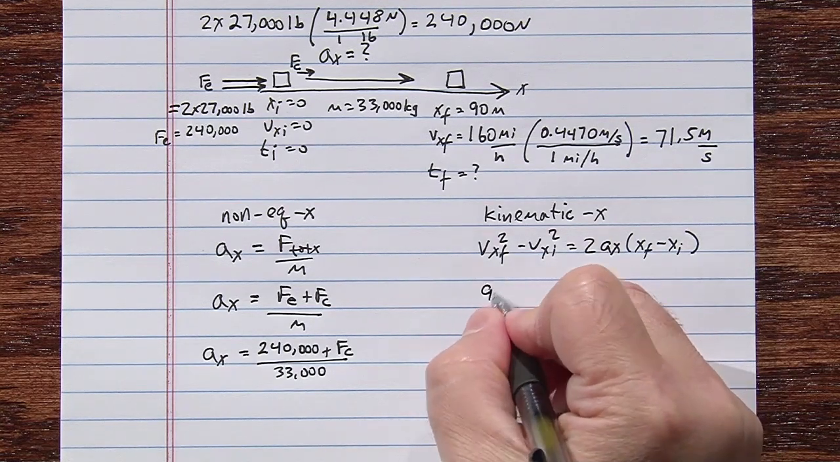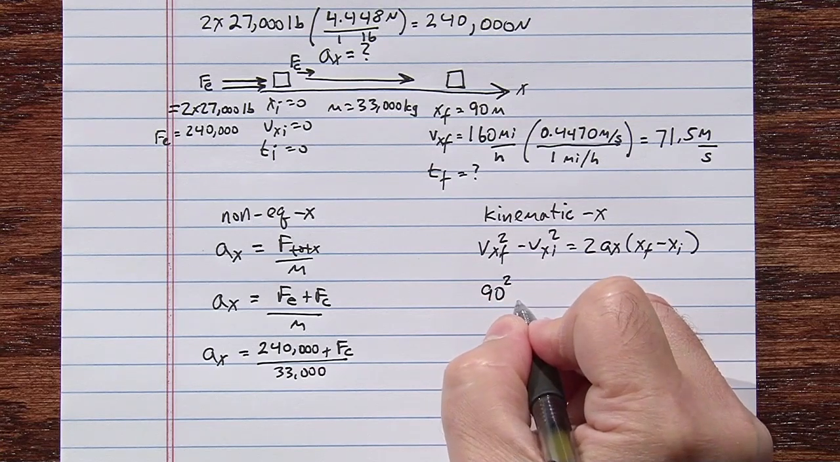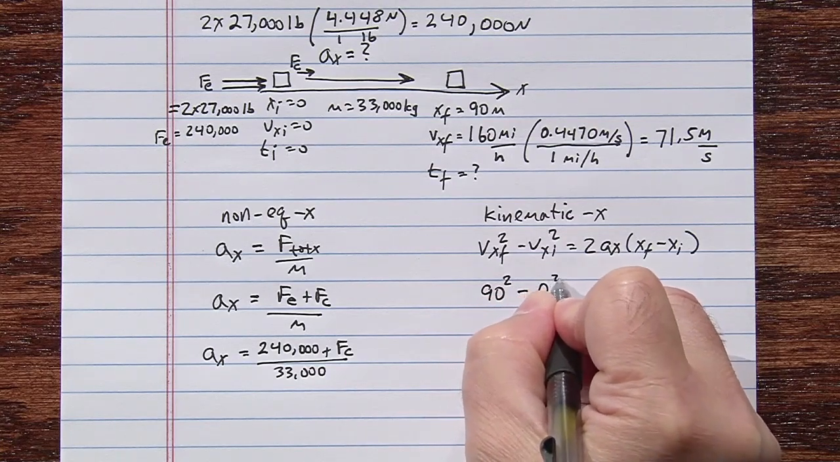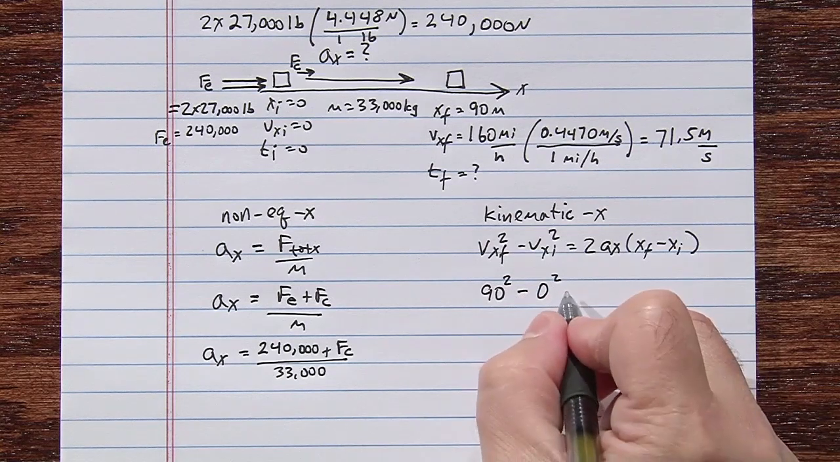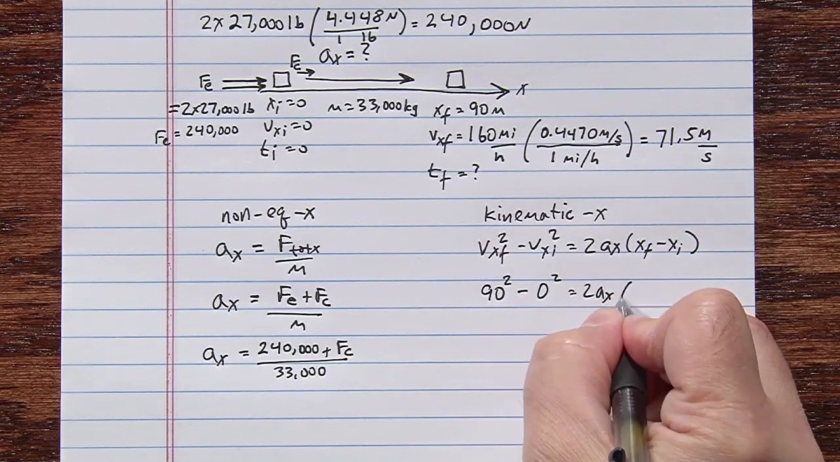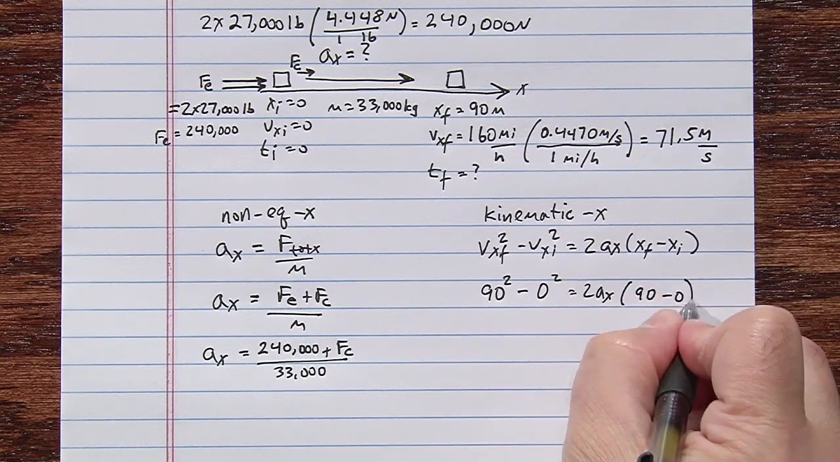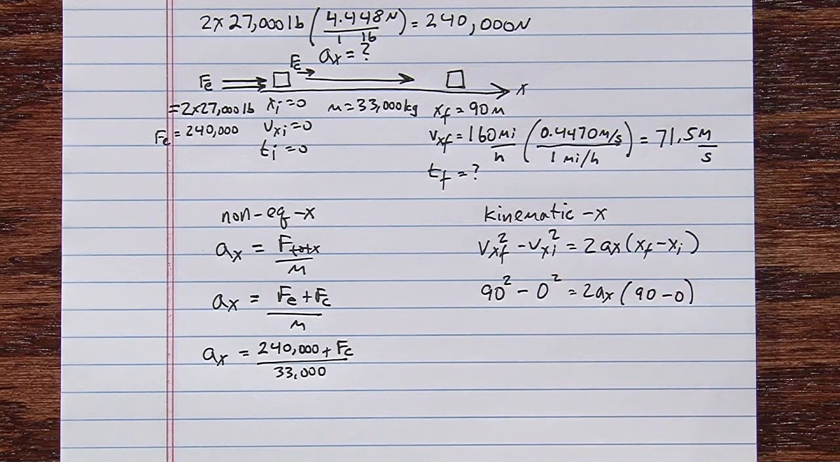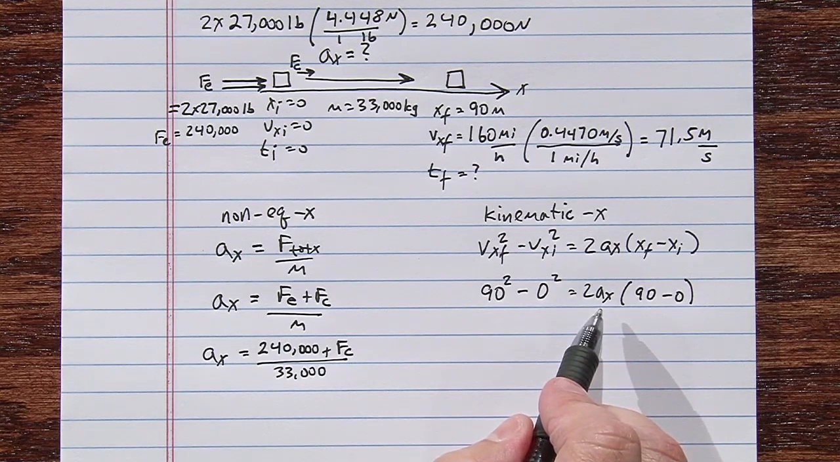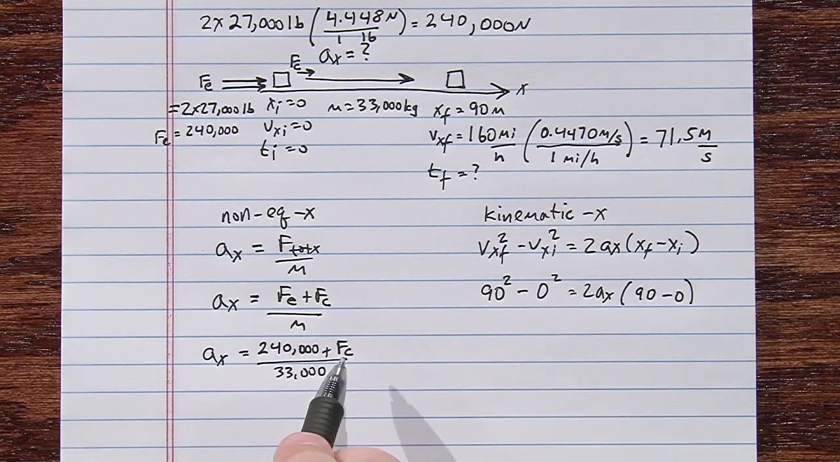Okay, so that would be Vx final is 90 squared minus Vx initial, which is 0 squared, is equal to 2ax times x final, which is 90, minus x initial, which is 0. And there we have an equation with one unknown in it. It's just ax. So we can find ax from this equation, and then we can use it in this equation to find fc. Okay, so 90 squared.